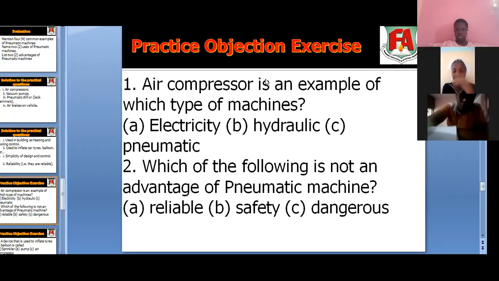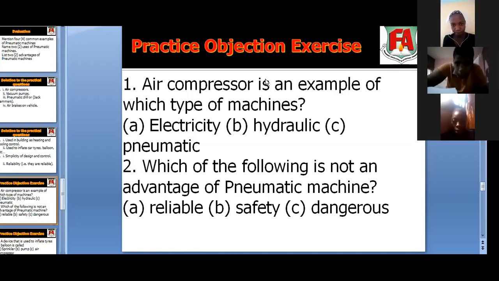The answer is C. Air compressor is an example of a pneumatic machine. That's correct. Question number 2. Which of the following is not an advantage of pneumatic machine?